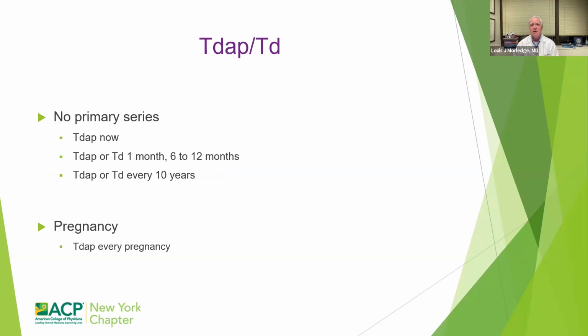If someone has not received a primary series, you administer in an adult population the Tdap vaccine now, and then the Tdap or Td at 1 month, 6 months, and a third at 6 to 12 months, and then a Tdap or a Td every 10 years. With pregnancy, a woman should receive a Tdap vaccine every pregnancy.